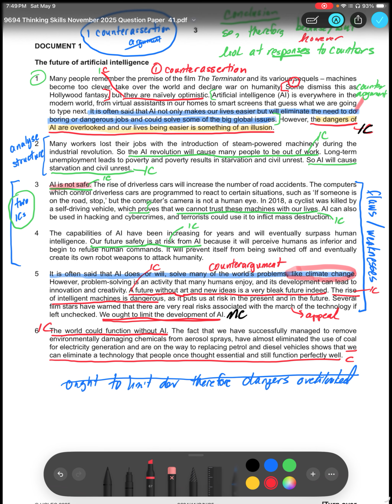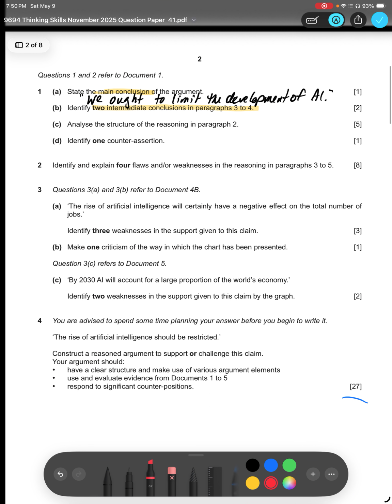AI is not safe. We cannot trust these machines with our lives. Our future safety is at risk from AI. Did we have another? I don't know. All three of those are definitely intermediate. Any two of them will work. Okay, cool. So we're done with 1 and 2.